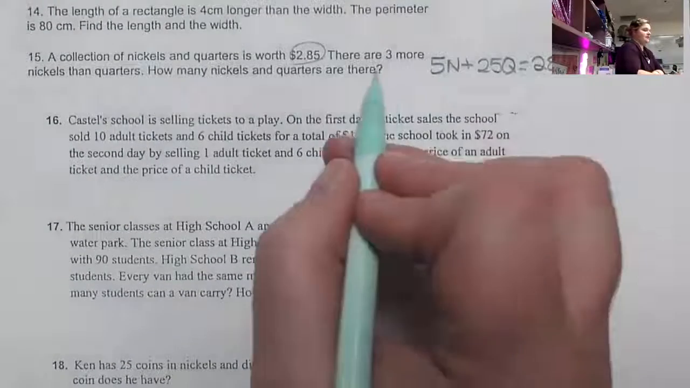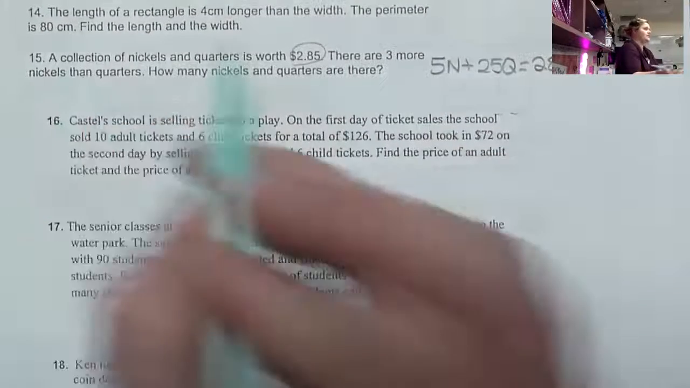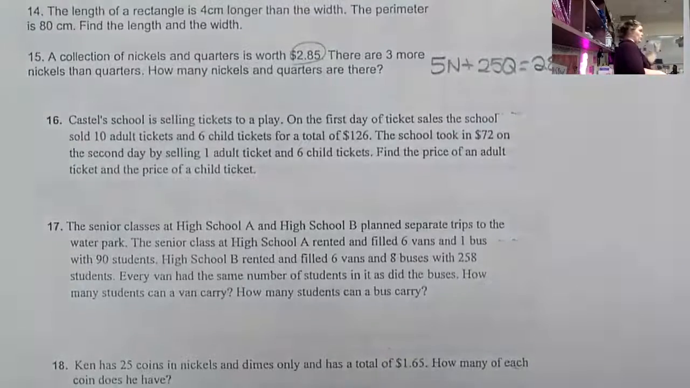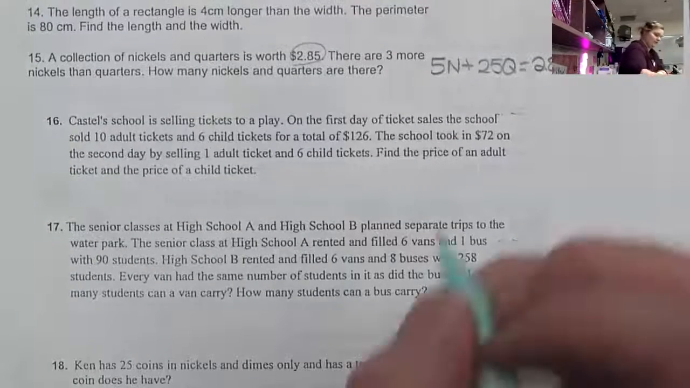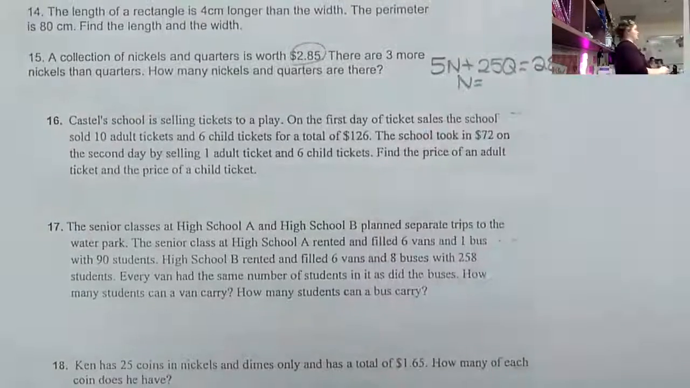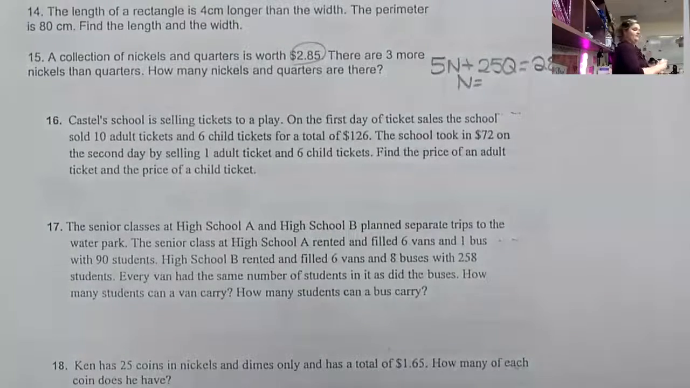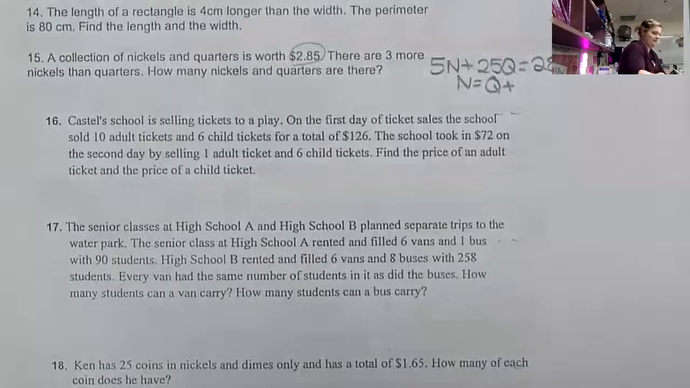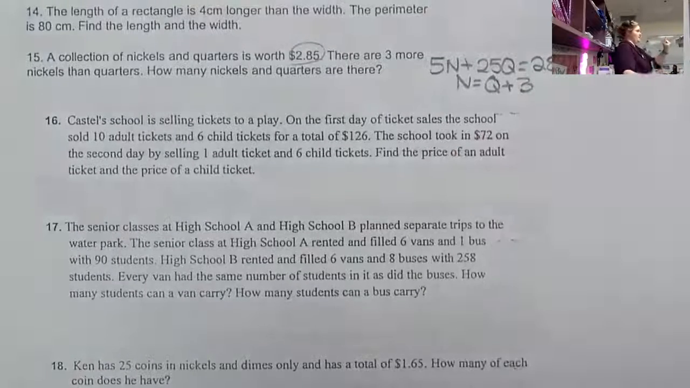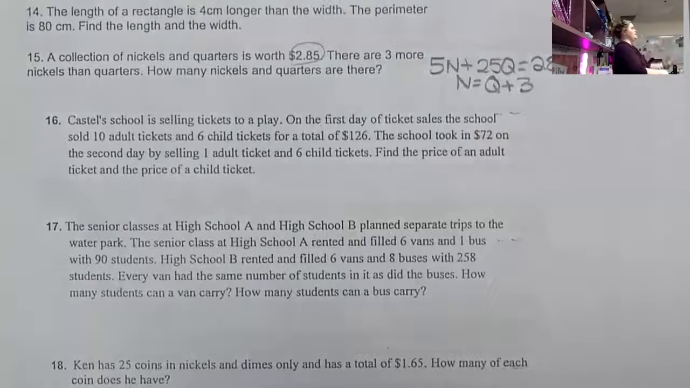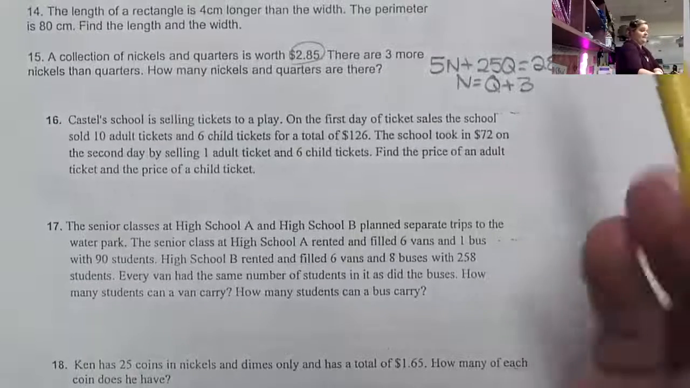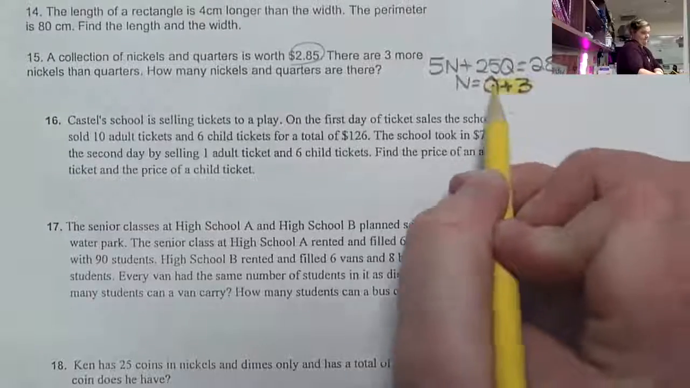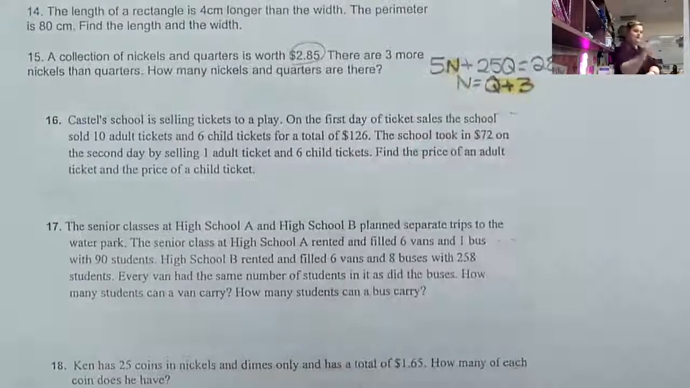Okay, now it says there are 3 more nickels than quarters. So is there more nickels or is there more quarters? More nickels, so we're gonna say nickels equals quarters plus how many? 3. Okay, that one always used to confuse me. I used to get my variables in there the wrong way. Whichever one's bigger, you say that equals, and then you go from there. This one's set up really nice for what? Substitution. Okay, you can do the rest.